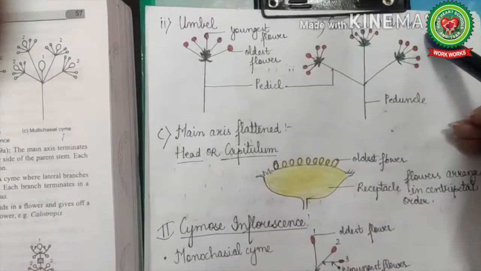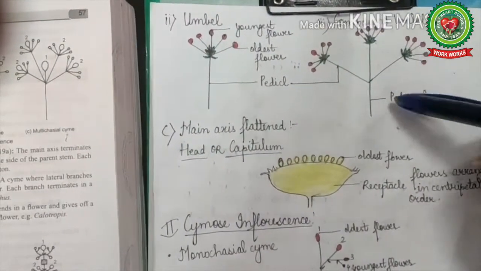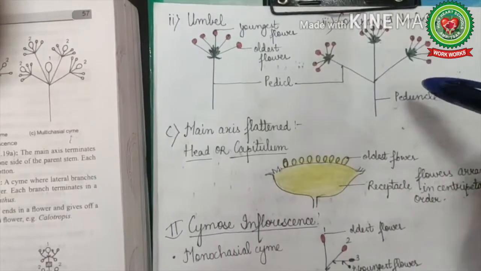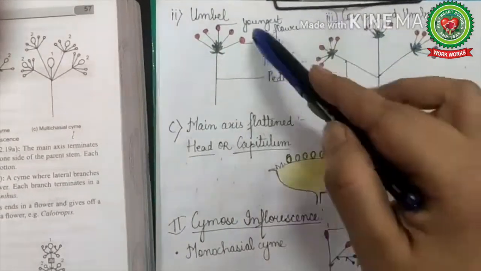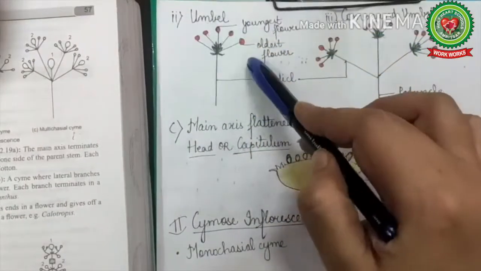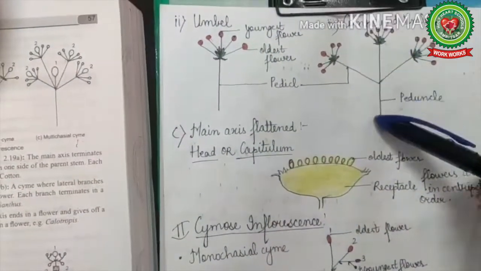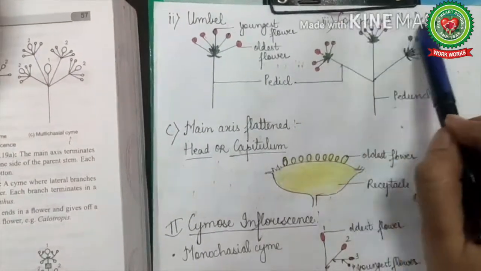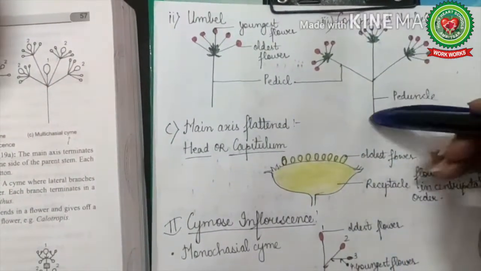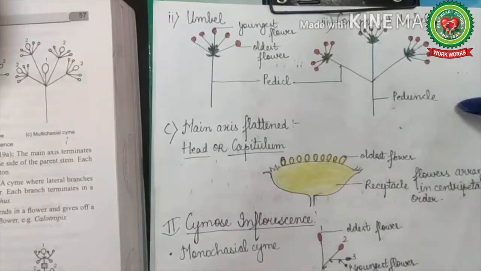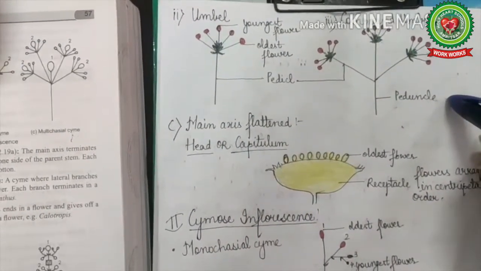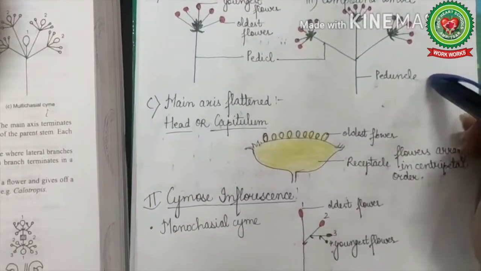In compound umbel, which is a more common type of inflorescence, each flower is replaced by an umbel. We can see here I have drawn an individual umbel. Here we can see this is the main axis and it is showing three umbels, so it is called a compound umbel. And this main axis bearing the flowers is called the peduncle.